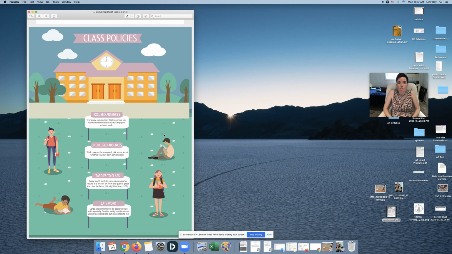The last thing I want to mention was just a few class policies, and these are actually school policies. So if a student has an excused absence, of course they can make up the work. They have as many days to make up the work as days they missed. So if they missed 2 days, they have 2 days to make up the work. If it's an unexcused absence, I'd like the student to talk to me about why they missed class, and we'll see if their work will be accepted or not. If it is accepted, it will be given partial credit.